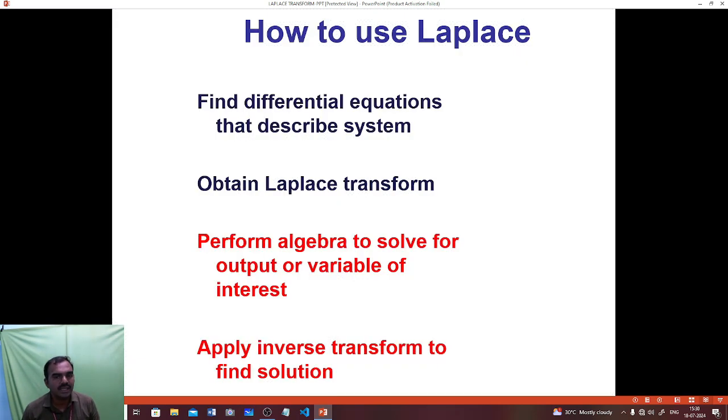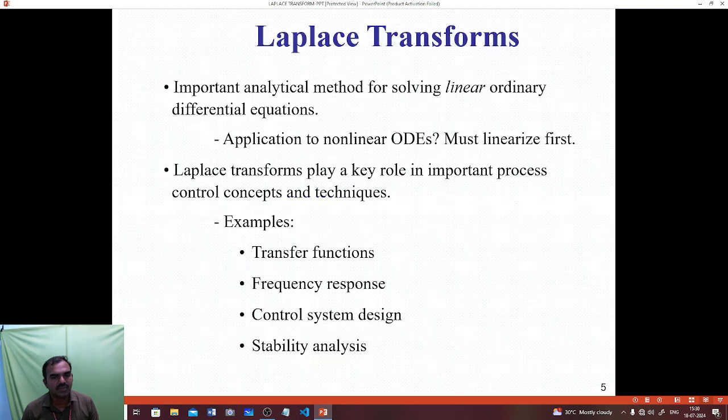Now how to use Laplace? Find the differential equation that describes the system which is given. Obtain the Laplace transform. Perform algebra to solve for the output or variable of interest. Apply the inverse transform to find the solution. So when a function is given, we first find the Laplace transform, and after that, if we take the inverse Laplace transform, we get the function of x or function of t.